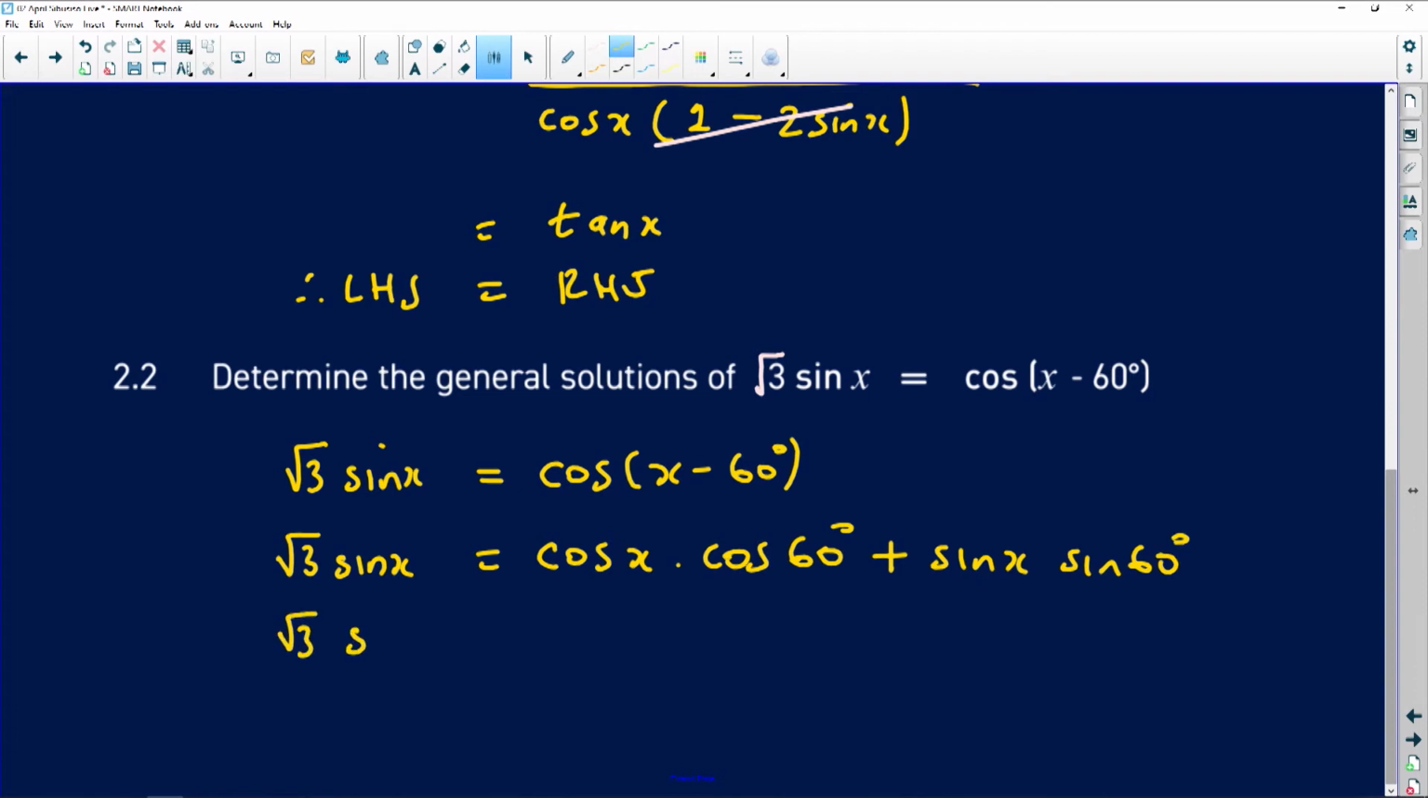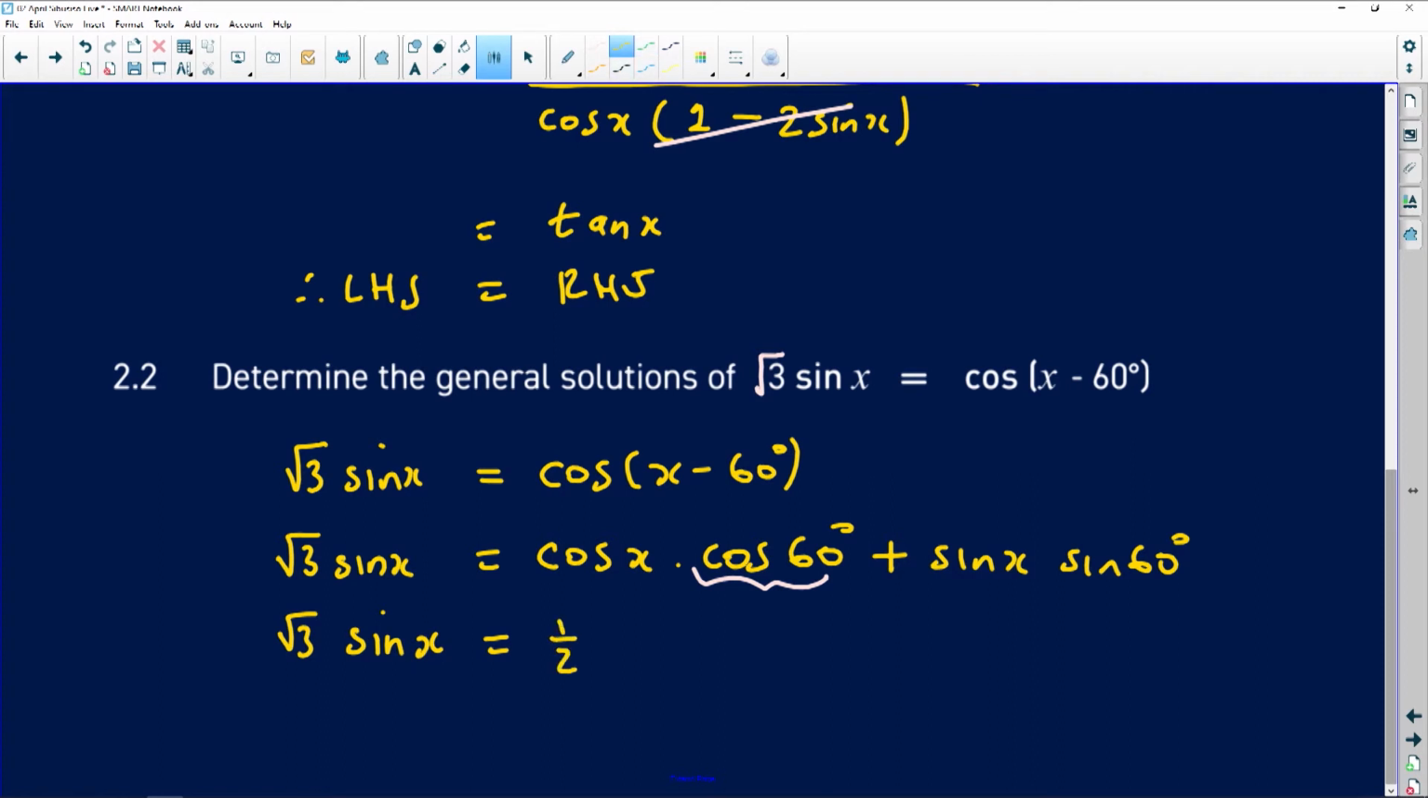I'll have the square root of 3 sine x equals to, now cos of 60 is a half. This is a half. So I'm going to write this half before the cos of x because when we write terms in math, we always put coefficients before variables. So that cos of 60 is a half. Allow me to put the half in front.